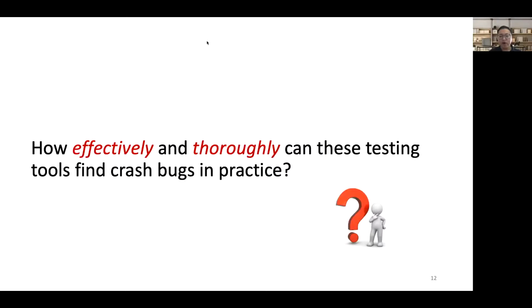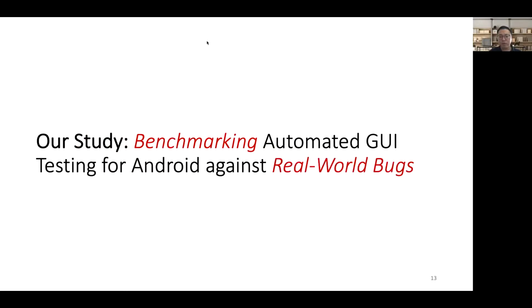However, an overarching question, how effectively and thoroughly can these testing tools find crash bugs in practice, has not been well explored, which requires a ground truth benchmark of real-world bugs. And this is exactly the question our study aims to answer.